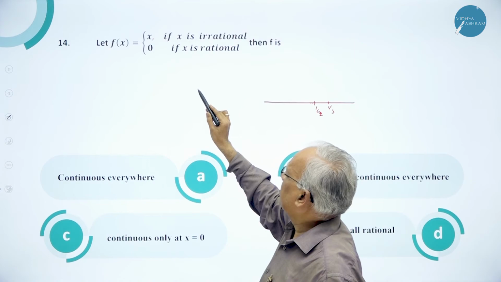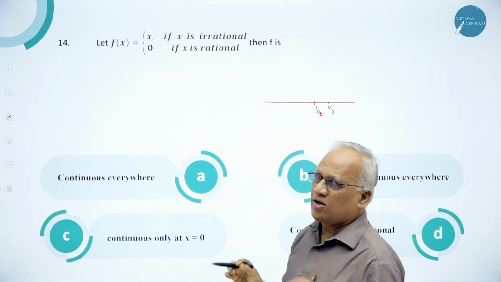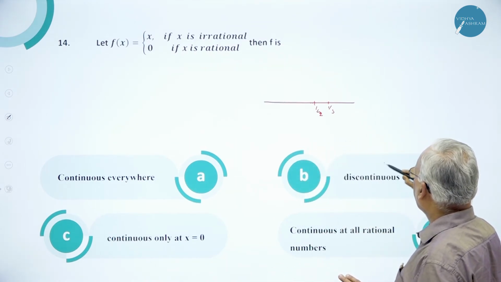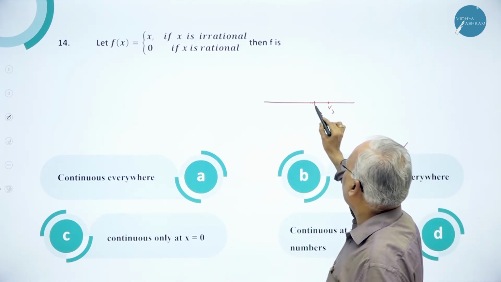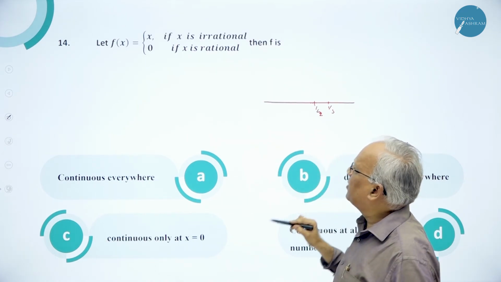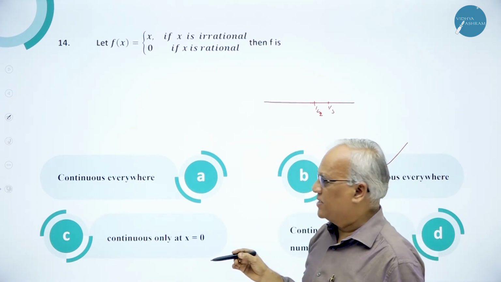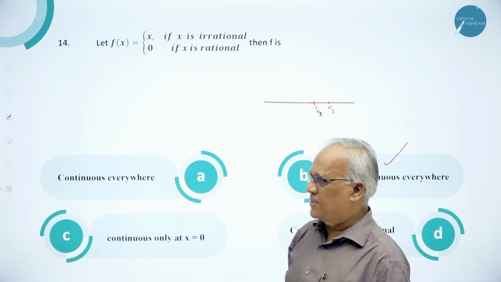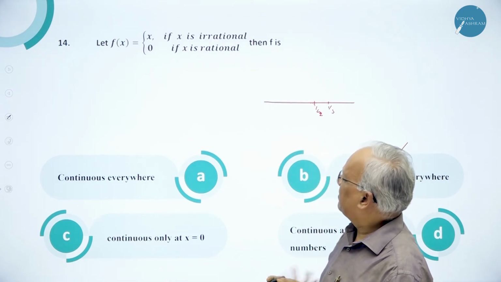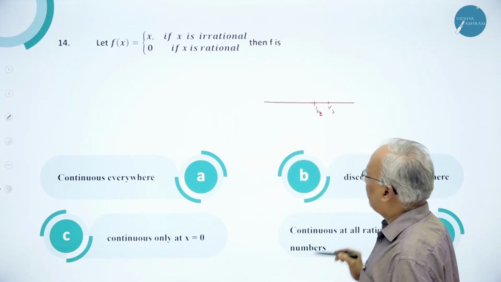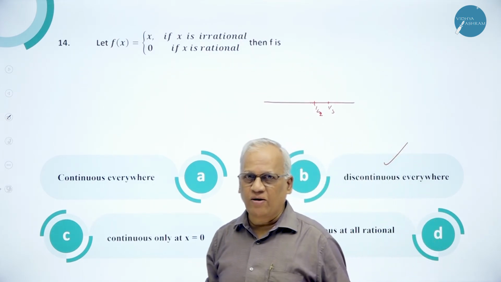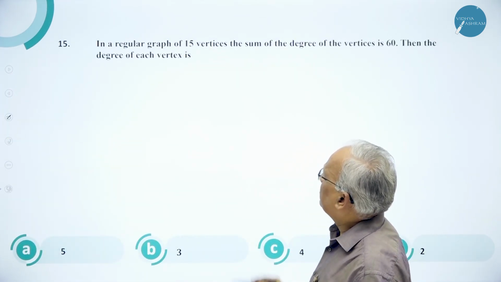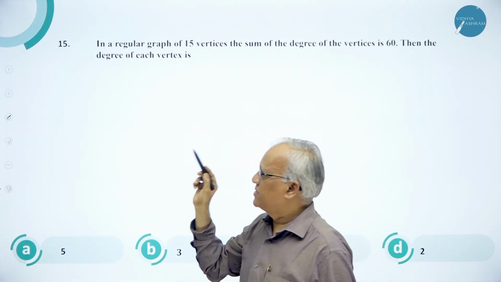Therefore, this function is discontinuous at all points. So, continuous everywhere is wrong, discontinuous everywhere is correct, because at any rational point you take, the left hand limit and right hand limit are not the same, because to the left or to the right of any rational number or irrational number, you get infinitely many rationals and many irrationals. Therefore, this function is very clearly discontinuous at all real values. Everywhere it is discontinuous.